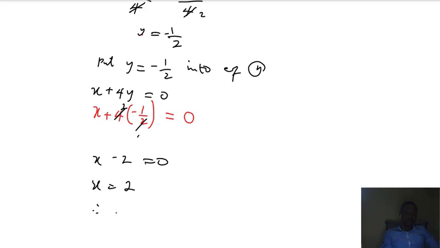So therefore, x is equal to 2 and y is equal to negative 1 over 2.